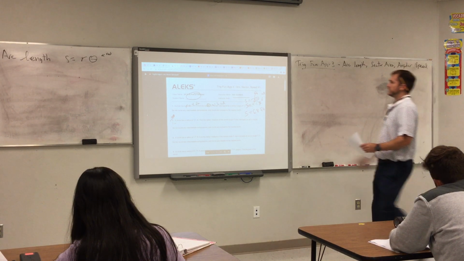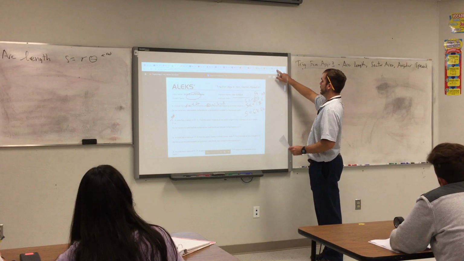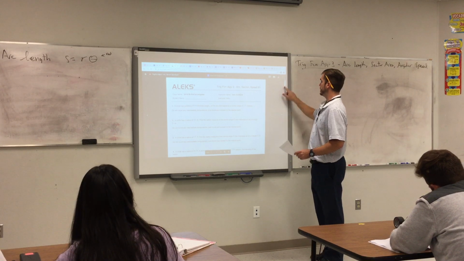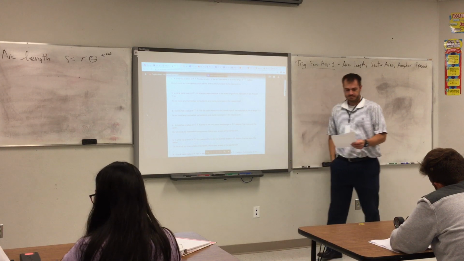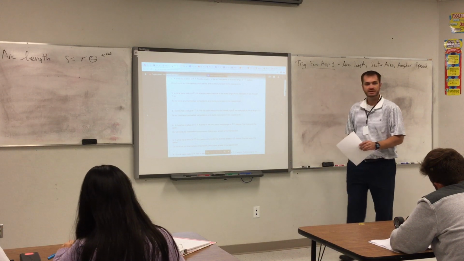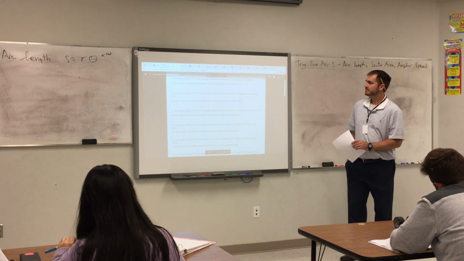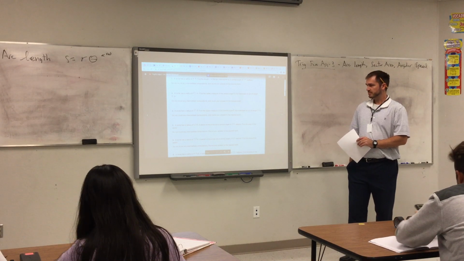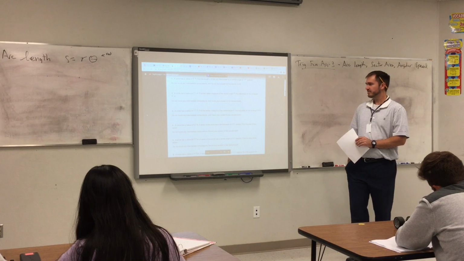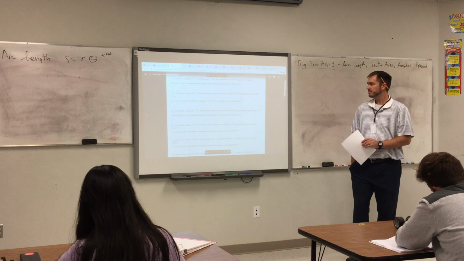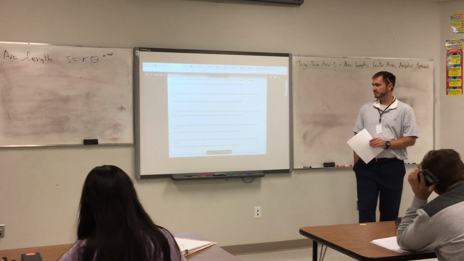Class, we need to talk about number 2 here. Mariah, read to us number 2. A circle has a radius of 13 meters. Find the radian measure of the central angle theta that intercepts an arc length of 5 meters.